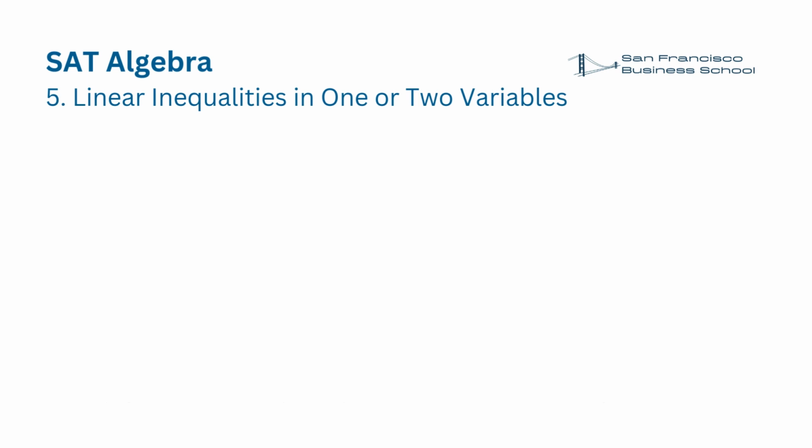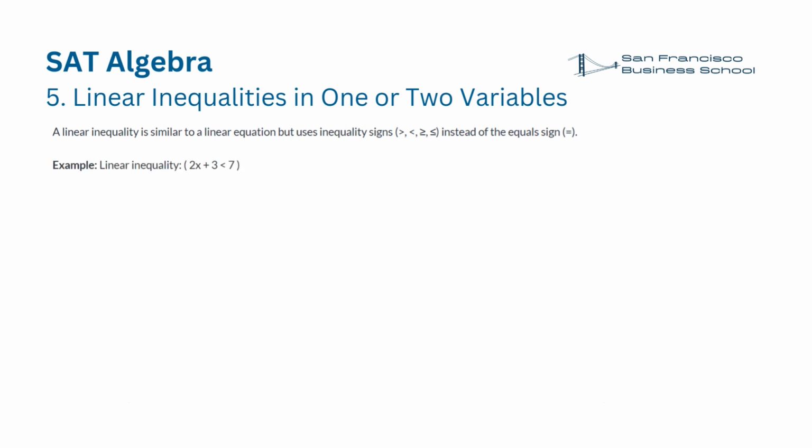5. Linear inequalities in one or two variables. A linear inequality is similar to a linear equation but uses inequality signs, greater than or equal to, or less than or equal to, instead of the equal sign. Example: linear inequality, 2x plus 3 less than 7.